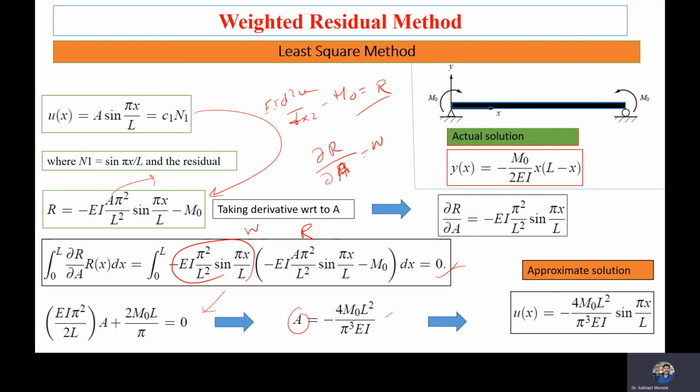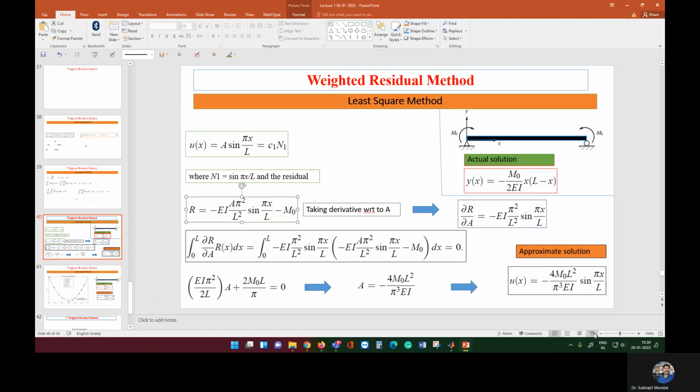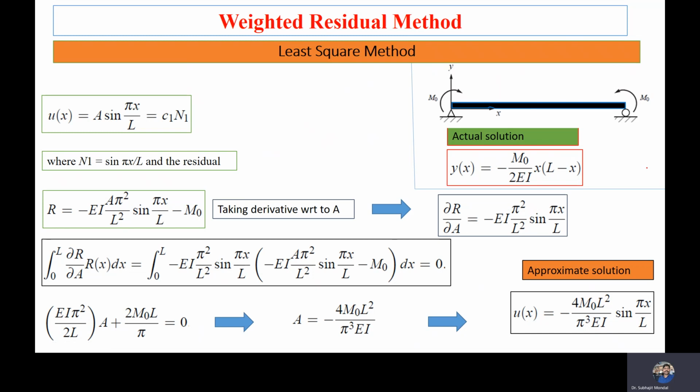That value will come as a equal to 4 M0 L² over π³ EI. So our approximate solution, our trial solution, will be like this. Already we have discussed that our actual solution is coming like this, and our trial solution is in terms of sin(πx/L). So what do we have to do now?